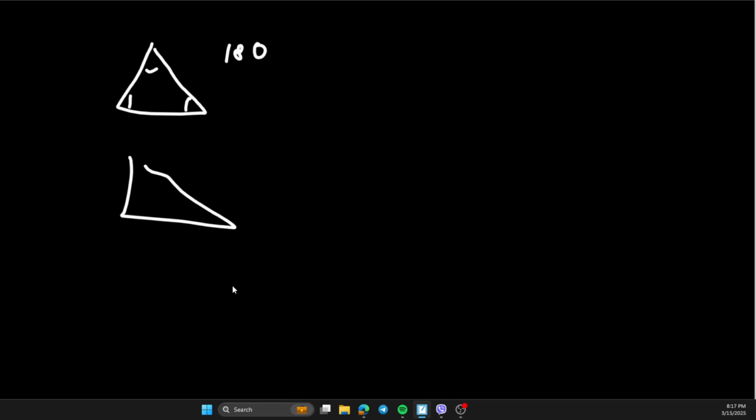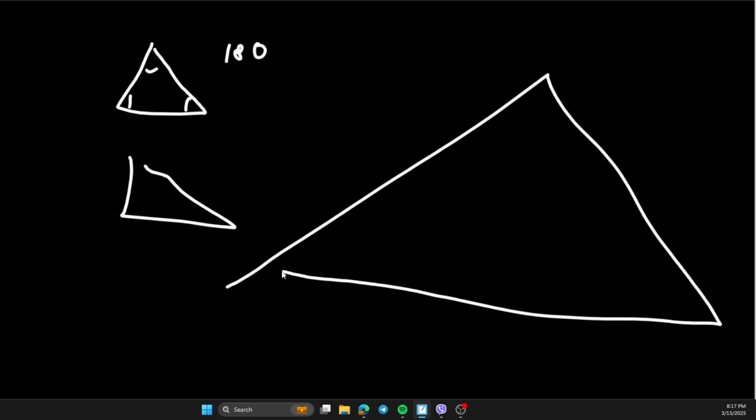It can be like this, or it can be like this. Every time it is 180. Alright. One more thing: you have three types. You can classify your triangle based on the angles and based on the sides. So let's try first with the angles. You can classify in three types.